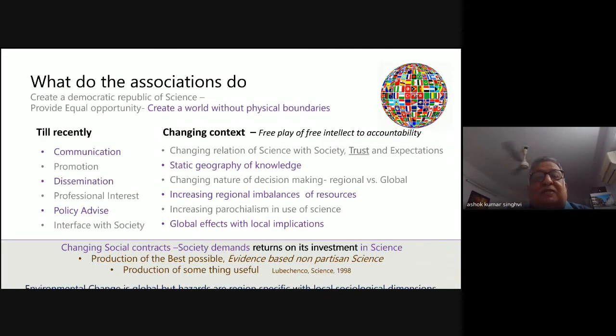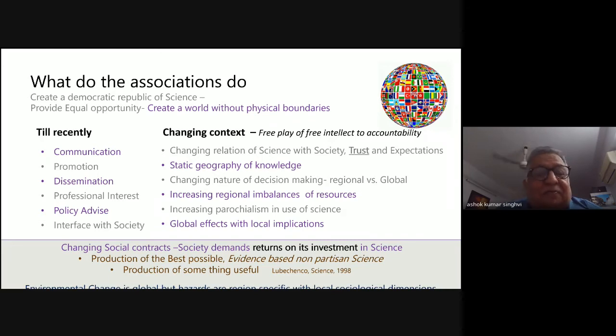Now, what do the associations do? Associations like INQUA or any other association essentially create a republic of scientific enterprise to provide equal opportunity and create a world without physical boundaries. We talk the same language in Quaternary, we have the same process, and we look at the events and processes and the observations without any consideration of the boundaries.